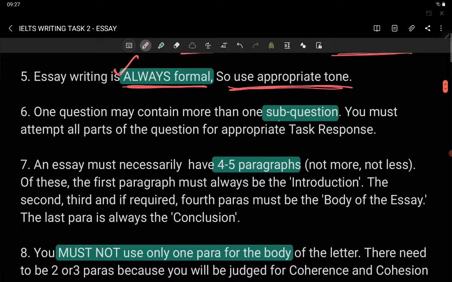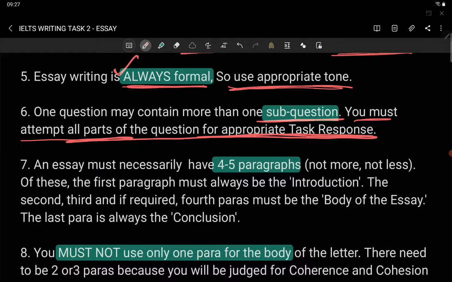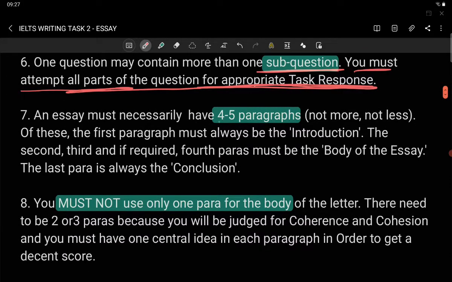One question may contain more than one sub-question. As we have already discussed, there will be multiple parts of one question and you have to attempt all these parts for appropriate marks in task response. You cannot miss any part of the question. An essay must necessarily have 4 to 5 paragraphs, not more, not less. So the minimum number of paragraphs in an essay should be 4 and the maximum should be 5.